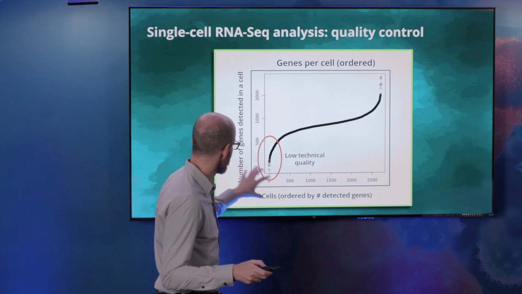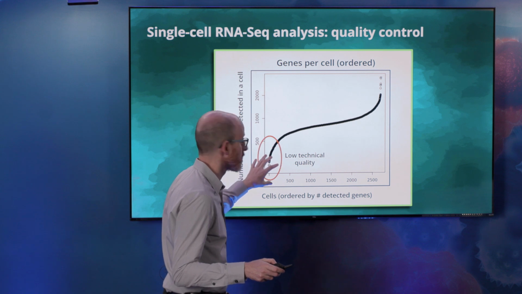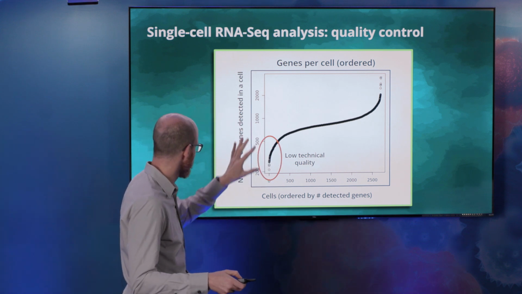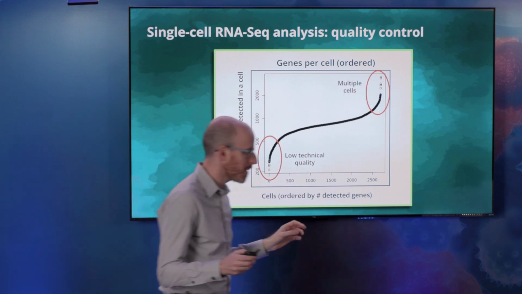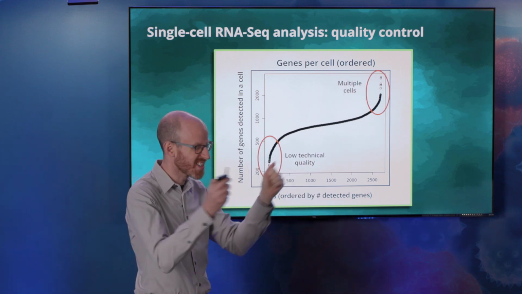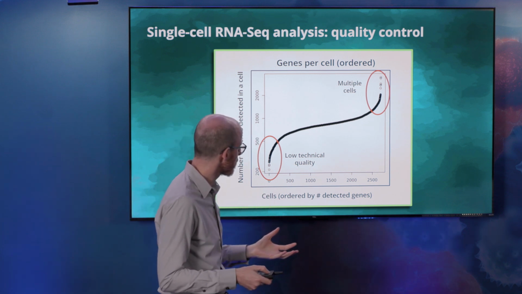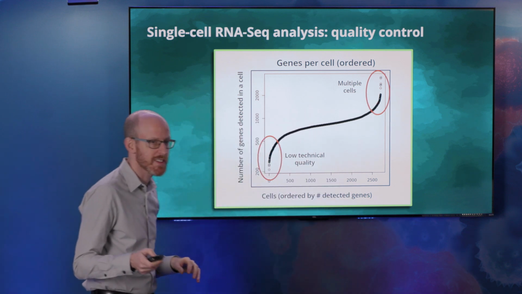This tail here, where a low number of genes are being detected, is often found due to low quality cells that have been damaged in the sequencing process. And so we remove those from analysis. And then this other tail here is often found because the single cells are actually still stuck to one another when they go into the droplet. So it's not really a single cell we're looking at, but multiple cells. And so we also remove those from the downstream analysis.